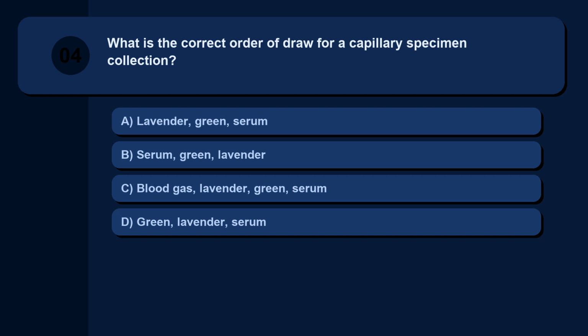Capillary collection order prioritizes specimens most affected by clotting. Blood gases first, followed by EDTA, then other additives, and finally serum tubes.